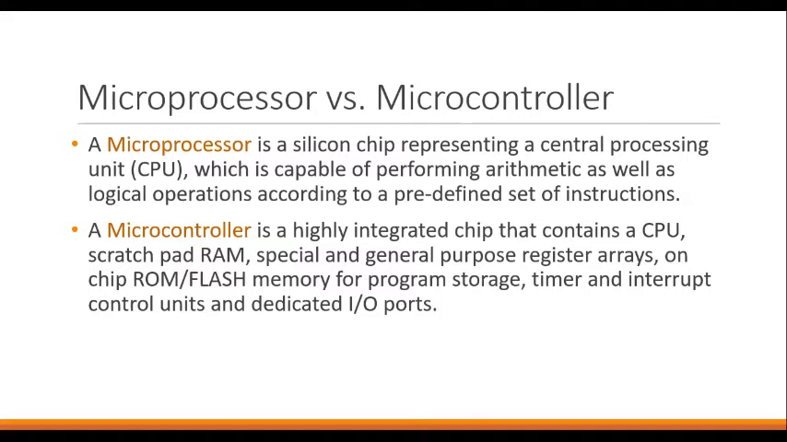So a microcontroller is a highly integrated chip that contains a CPU, a scratchpad RAM, special and general purpose register arrays, on-chip ROM or flash memory for program storage, timer and interrupt control units, and dedicated IO ports. That means along with the CPU, it has RAM, ROM, certain special registers, timer and interrupt control units, and even IO ports, all on a single chip. Whereas a processor is just a processor on a chip, and all other things have to be connected externally.